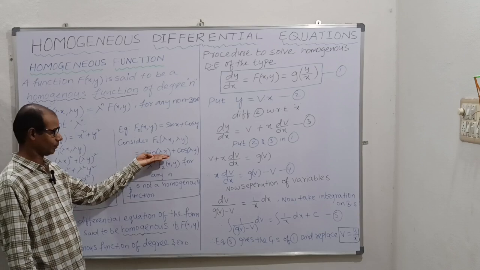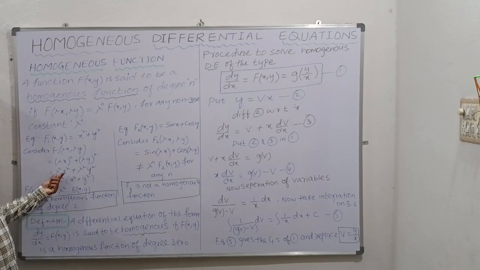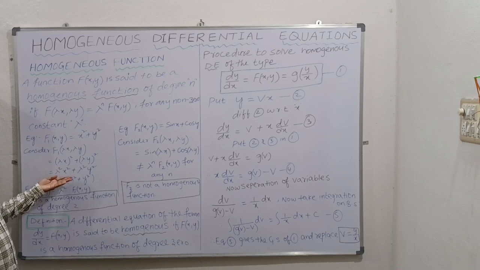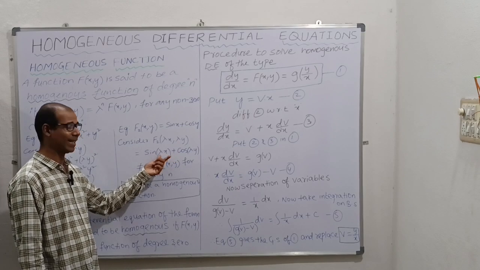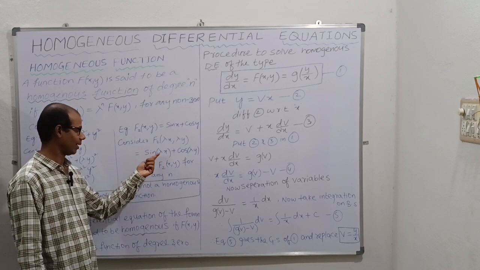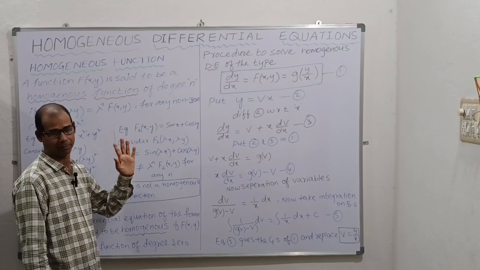So now here, in the previous problem we were able to take out lambda square as a common factor. In the previous problem we took out lambda square as a common factor. But here we cannot take out lambda as a common factor, because this lambda is inside the sine function.